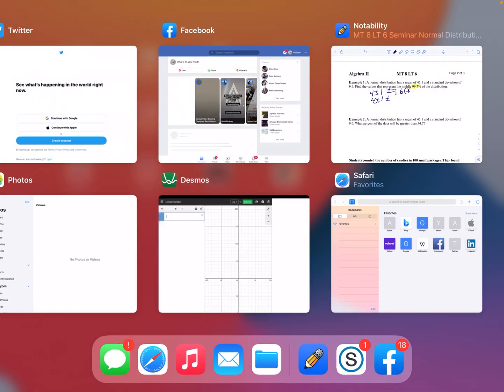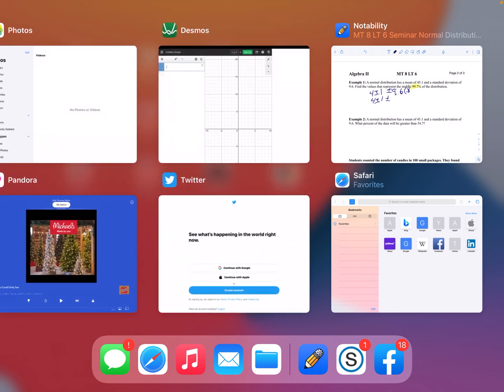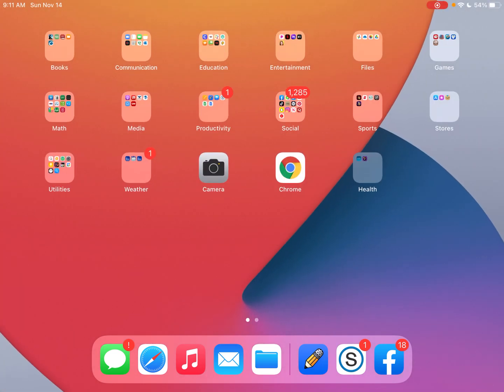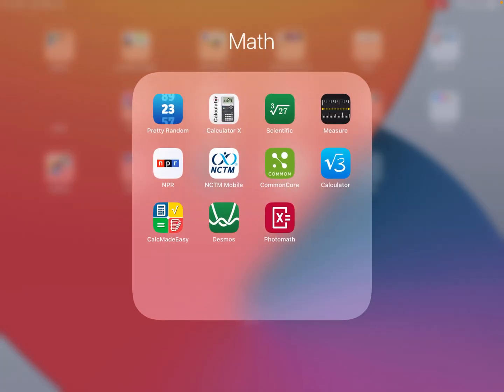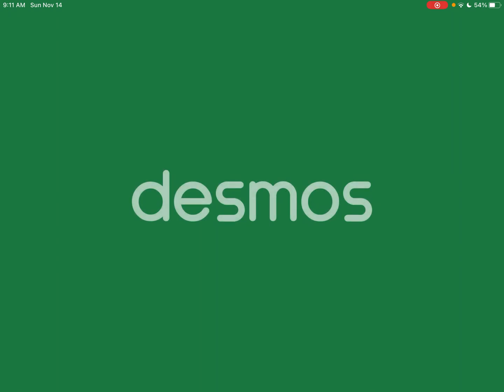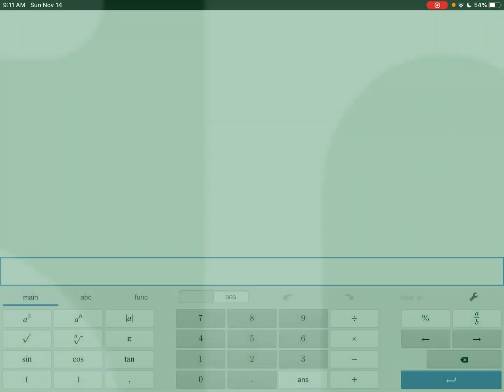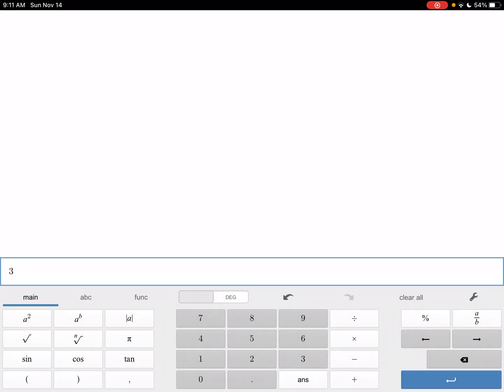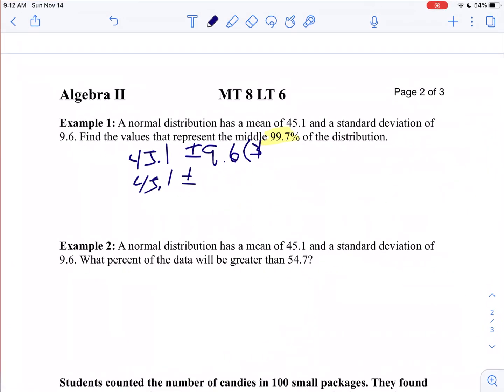and trying to find my just regular calculator here. Let's go back here, math, and I want my regular calculator. 3 times 9.6. I get 28.8. So it's 45.1 plus or minus 28.8.